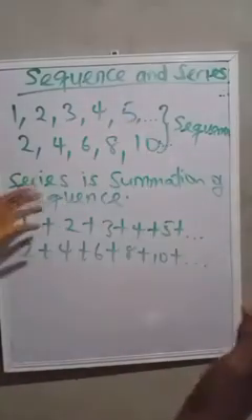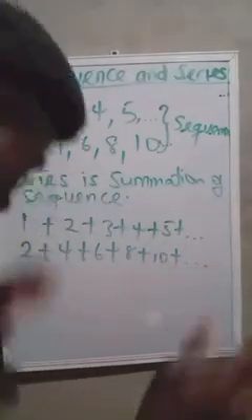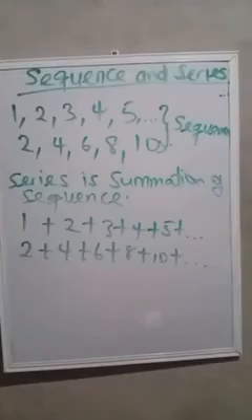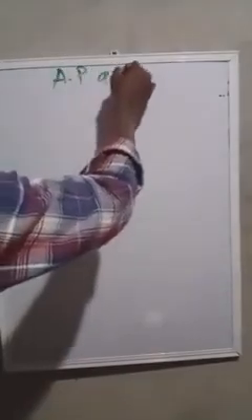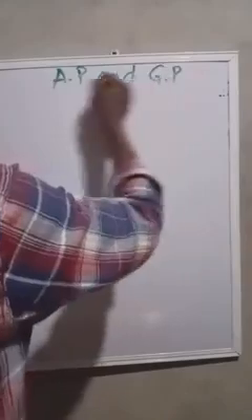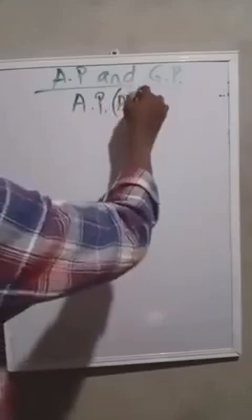Now, what will we be considering under sequence and series? I want us to consider what we refer to as AP and GP. AP and GP is a very common topic in mathematics, especially for JAMB students. So what's the meaning of AP and what's the meaning of GP? Let's consider each of them. We have AP. AP is arithmetic progression.